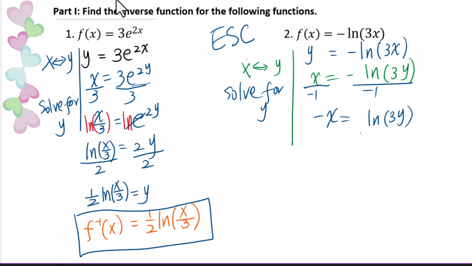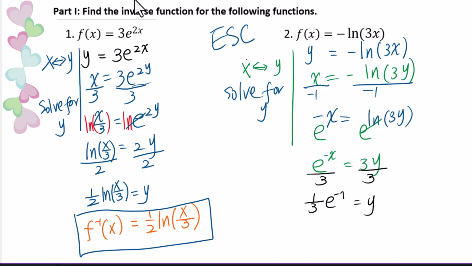This time we need to add a base e both sides. 3y equals e to the -x power. Divided by 3, both sides. Y equals 1 over 3 e to the -x power. E to the -x power you have to change into 1 over e to the x power. So y equals 1 over 3 times e to the x power.